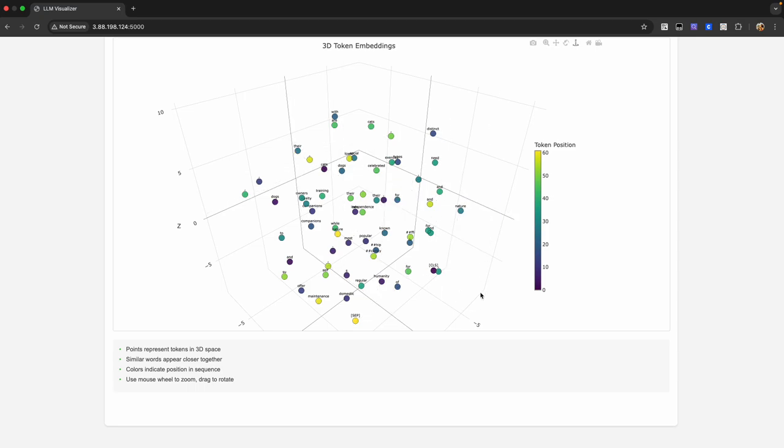Okay, and regarding this color bar and the color pointers, purple is the starting of the sentence. At the end of the sentence, it is going to go pale yellow. And in between, the medium is around a green shade. So this represents each word's position in the original sentence.